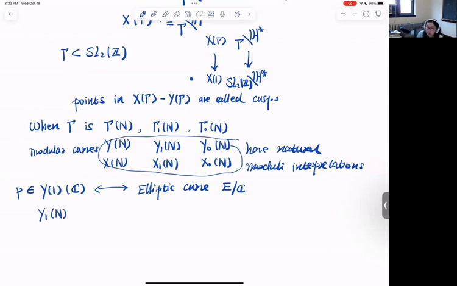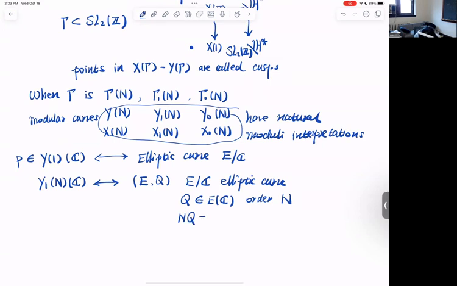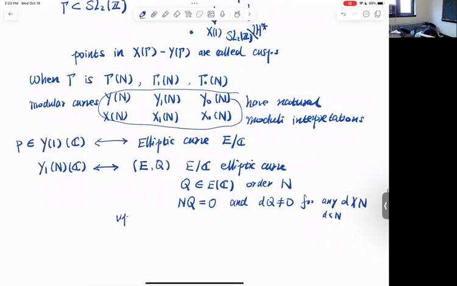If I take Y1(N), a point of Y1(N) corresponds to a pair (E, Q), where E over C is an elliptic curve, and Q is a point of order exactly capital N. This means that N times Q equals the origin, and D times Q is not trivial for any proper divisor D of N. Okay, and also this is up to equivalence.